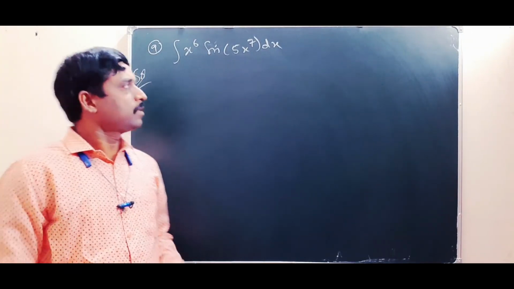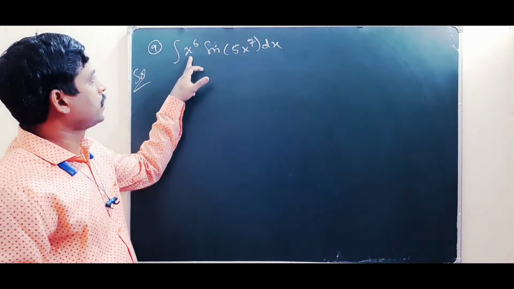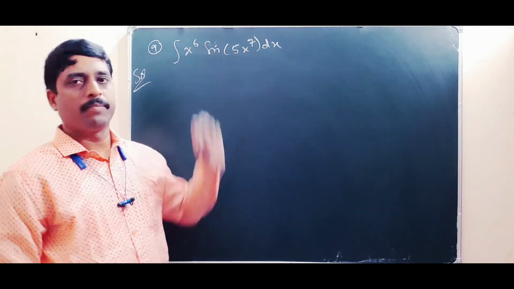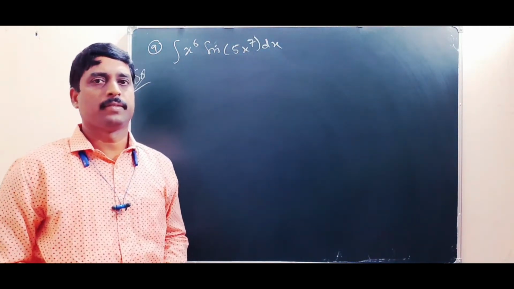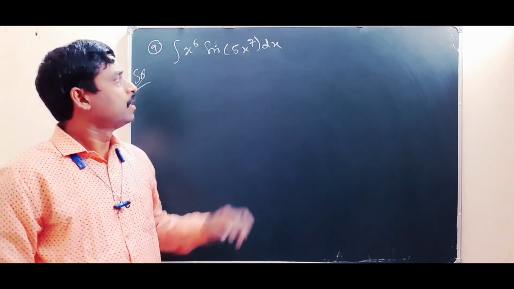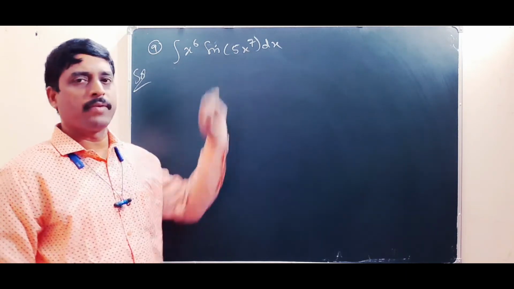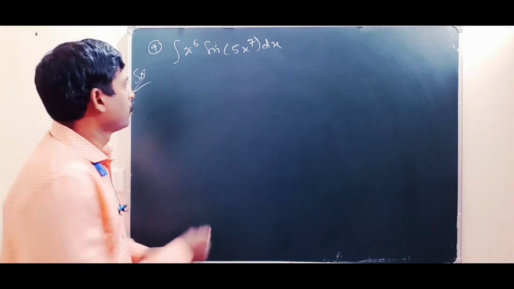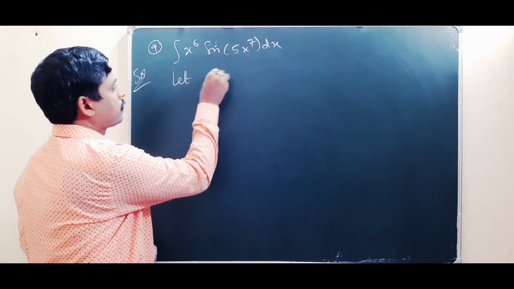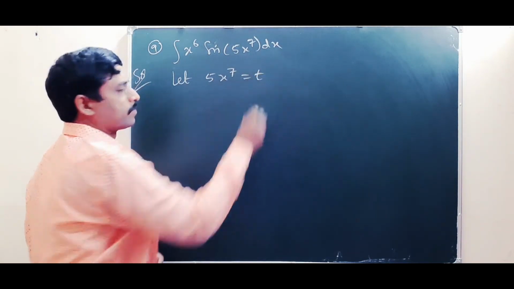Okay, look at the next question. Integral x to the power 6 into sine of 5 into x to the power 7 dx. By using the substitution method, let us take 5x to the power 7 equal to t.